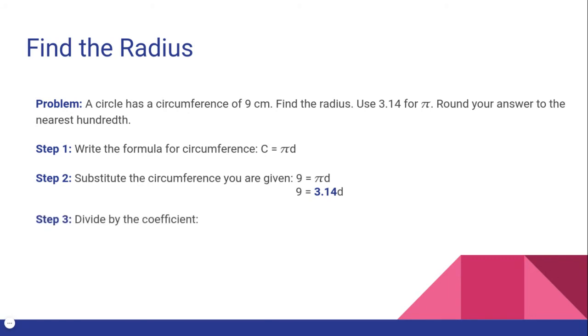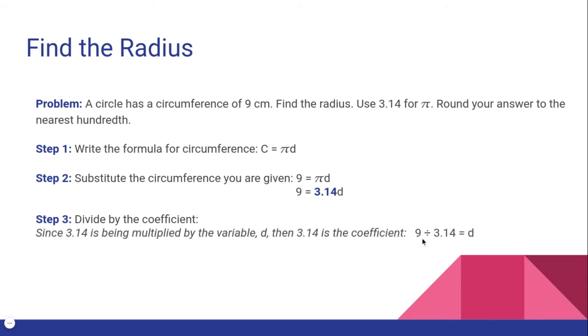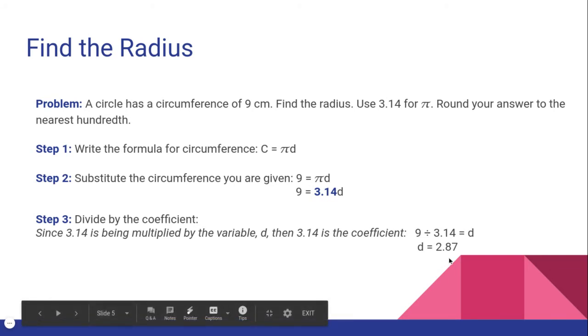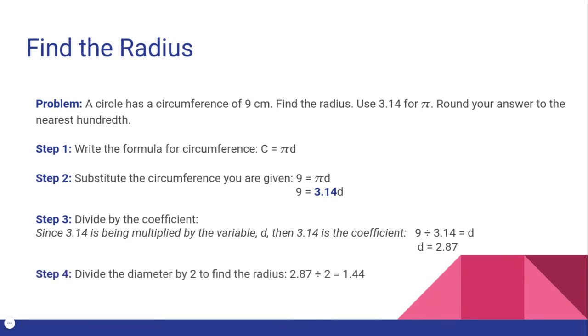Then we divide by the coefficient. Our coefficient is 3.14. So we're going to divide 9 by 3.14 to get our diameter. When I divide 9 by 3.14, I get a diameter of 2.87. Now finally, to get the radius, I need to divide that diameter by 2. So when I divide 2.87 by 2, I get 1.44. So the radius of my circle is 1.44 centimeters.